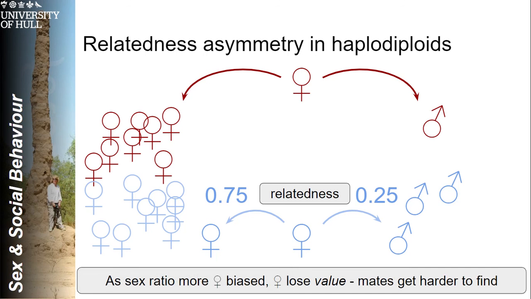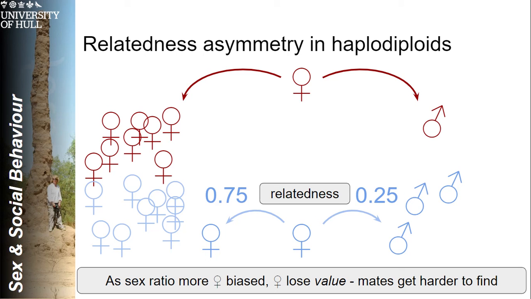As the sex ratio becomes more female biased in the general population, those females are going to lose reproductive value because mates are going to be harder to find for them. There's going to be fewer males to go around for them to mate with. So more and more of those females are going to be going mateless. And if they go mateless, then they're worth nothing to you as a female deciding whom to help produce.